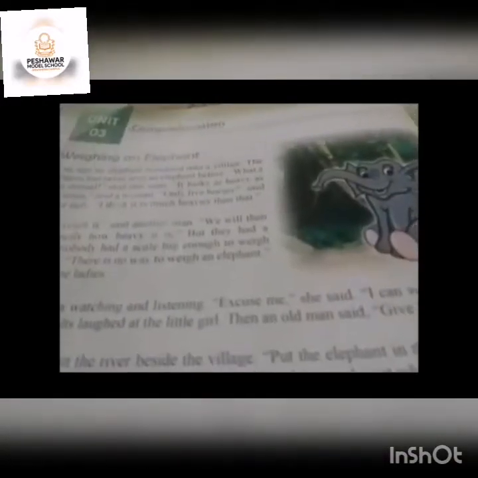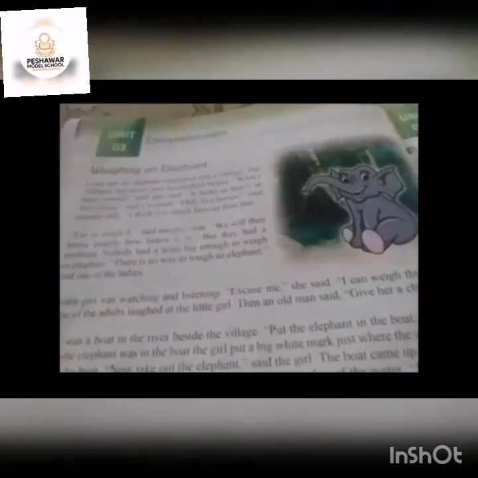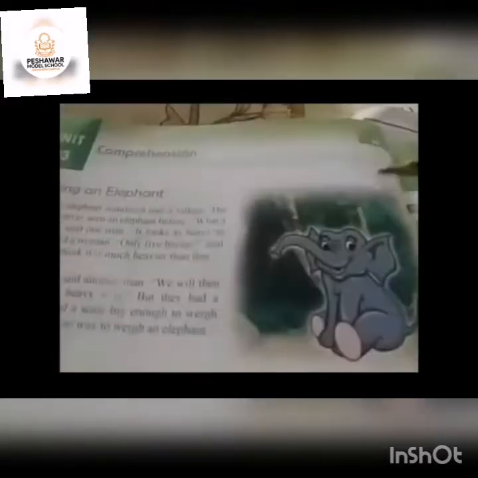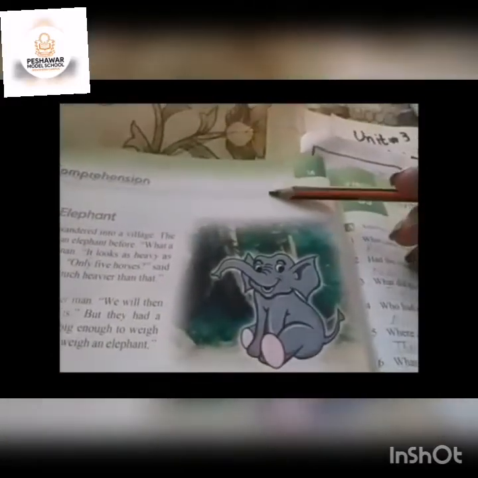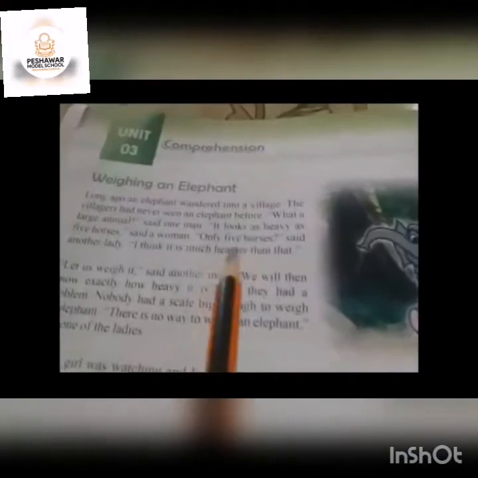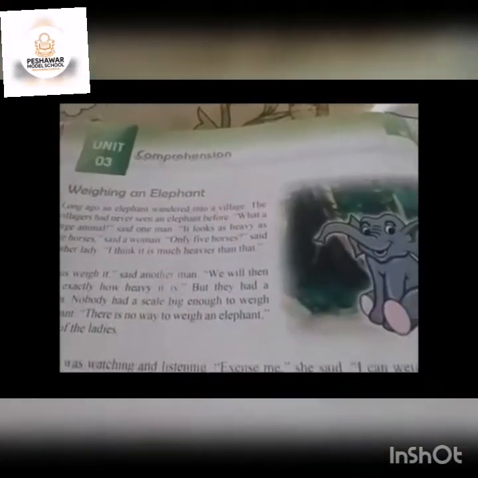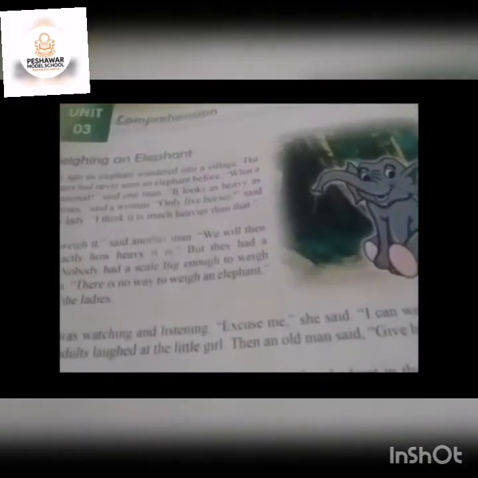Okay students, I want you to take out your book, and in the book take out unit number 3. So students, get ready to read the chapter. Students, you should be on page number 14, as you can see up here, and the unit number is 3. Unit number 3 and page number 14. So you should be on this page.